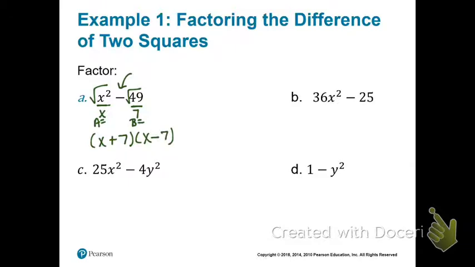And then check to make sure this is factored completely. Neither one has a greatest common factor other than 1. They're both 2 terms, but neither one is a difference of squares. Therefore, this is factored completely.